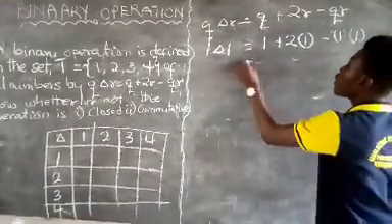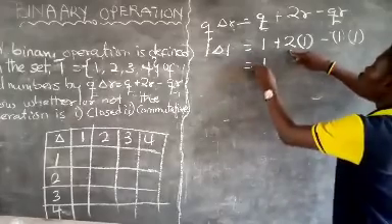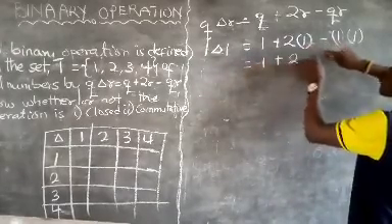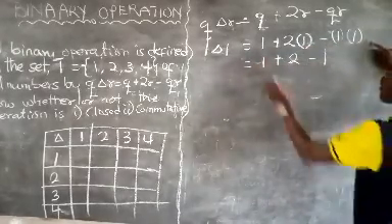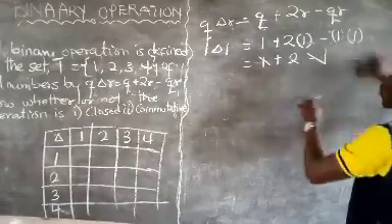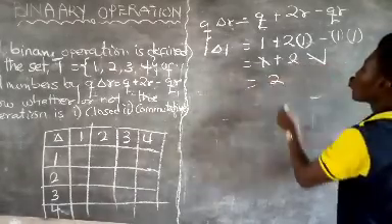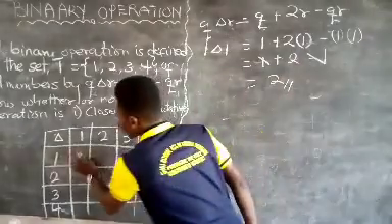Then we evaluate, and after evaluation you get 1 plus 2 times 1 is 2, minus 1 times 1 is 1. Negative and positive cancel, leaving our answer as 2. So then we come and fill in 2 here.